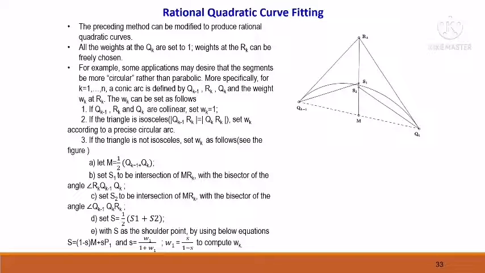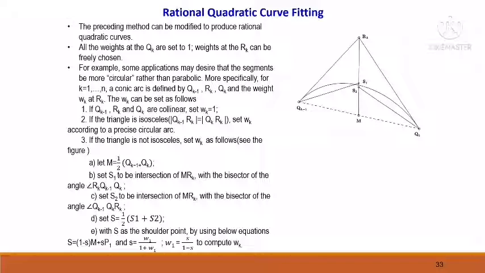More specifically, for k equal to 1 to n, a conic arc is defined by qk minus 1, rk, and qk, and the weight wk at rk. The wk can be set as follows depending on conditions. If qk minus 1, rk, and qk are collinear, then set wk equal to 1. If the triangle is isosceles, that is, mod of qk minus 1 and rk equals mod of qk minus rk, then set wk according to the precise circular arc. If the triangle is not isosceles, then set wk in the following procedure.